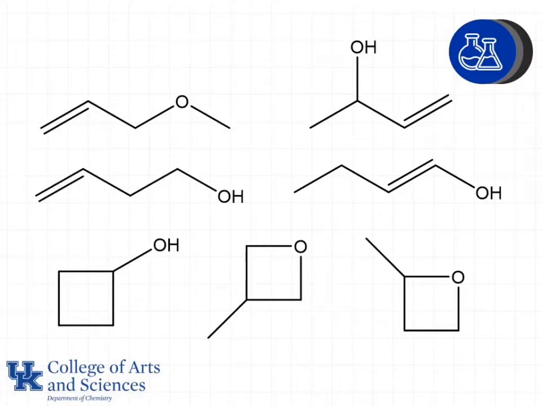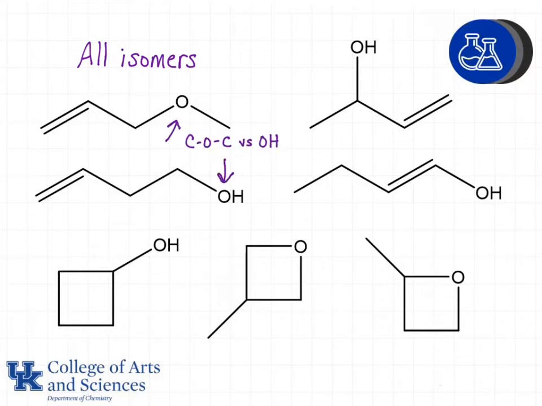Let's look at another set of molecules. All of these molecules are isomers of one another, even though they look very different. We want to explore some of the differences that can occur between pairs of isomers. If I look at these 2 molecules, what I see is that we have a COC bonding versus the COH, so we can have our oxygens in different places in a molecule.